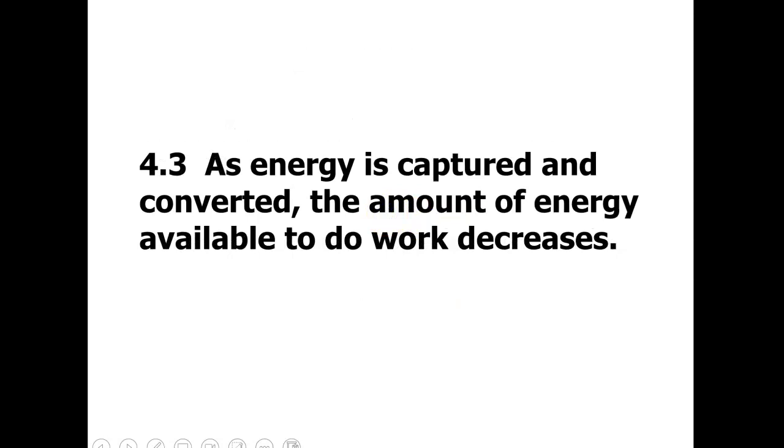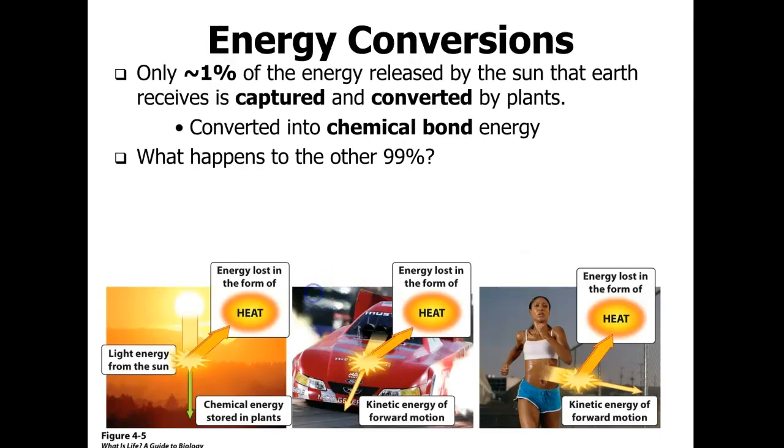As energy is captured and converted, the amount of energy available to do work is going to decrease. So remember when I said the energy from the food that one animal eats decreases as it goes from one form to the next. This is done through energy conversion. So only about 1% of the energy released by the sun on Earth is actually going to be captured and converted by plants. So what's going to happen to the other 99%?